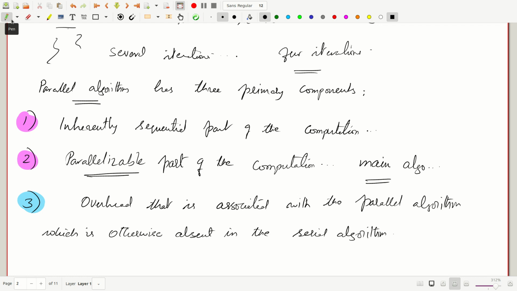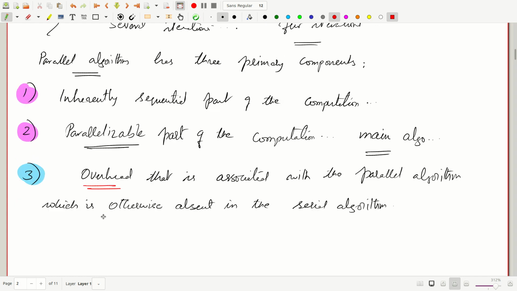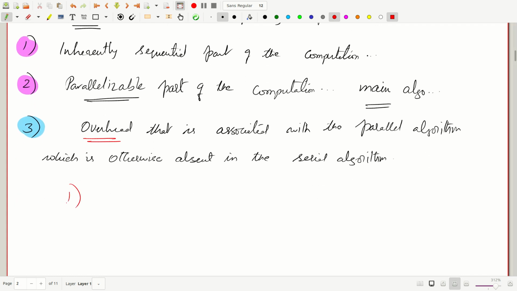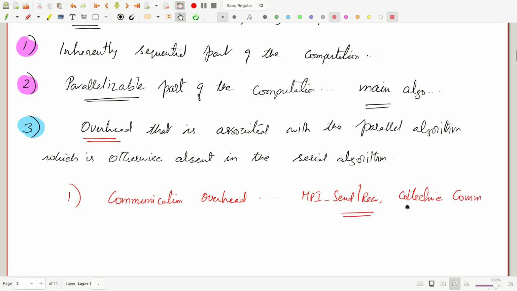All right, and the overhead that we're talking about here can be further divided into three components or more. So we can talk about essentially communication overhead, right? In the context of MPI, communication overhead can be thought of as your MPI send, receive, or any other collective communications and things like that. Essentially the time or the work associated with sending and receiving the data across the processes.